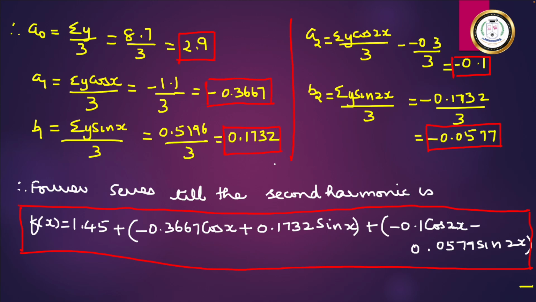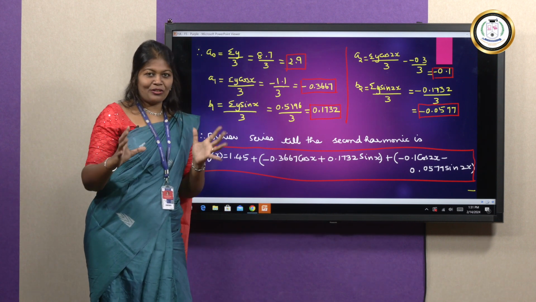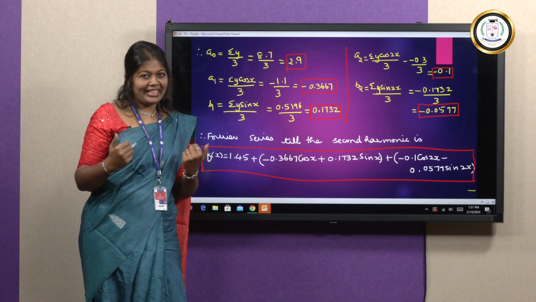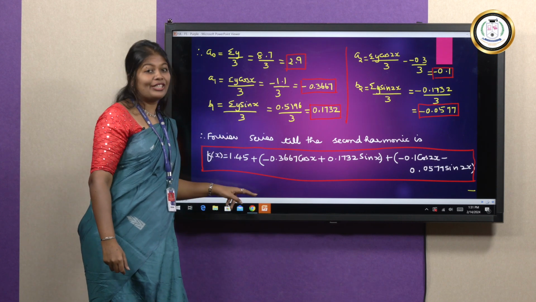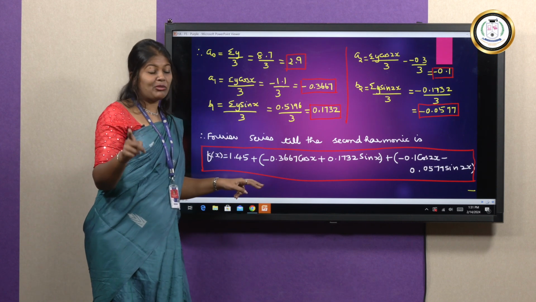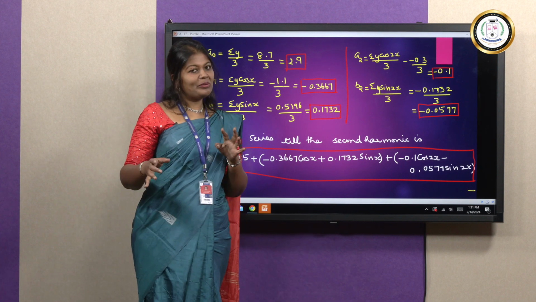See, all the values from the table have been transferred here and you found a0, a1, b1 and a2, b2. Okay, just substituting in the formula and getting the values of the 5 Euler's constants is what we need. And then finally, you will substitute these in the Fourier series till the second harmonic. So that will give you the final answer. Okay, so I hope this is clear.